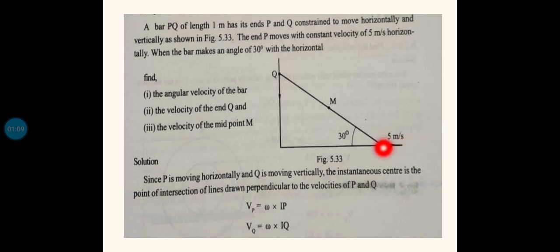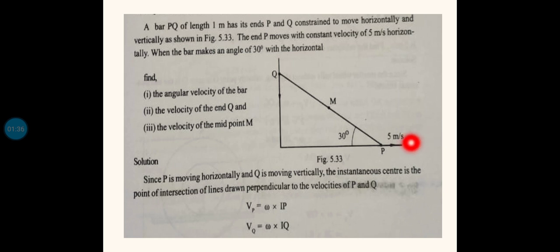So Vp, the linear velocity of the point P of this bar, is 5 meter per second, and it will be along the horizontal direction, and the point Q will be sliding over this vertical wall. So the velocity of the point Q, Vq, will always be in the downward direction along this vertical line. So Vq is in this direction and Vp is along this direction. So it is easy to identify the instantaneous center.